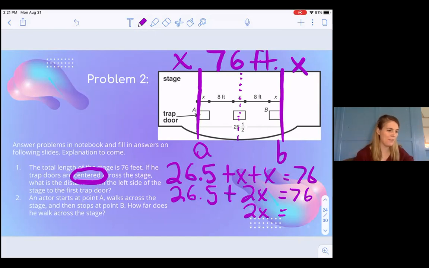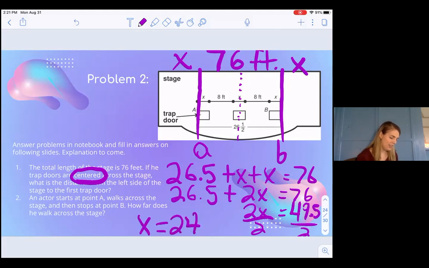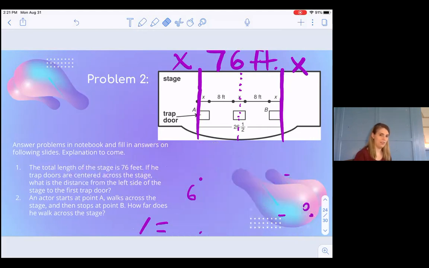I'm going to get 49.5. So I'm going to go ahead and write in 49.5. And to finish, I'm going to divide both of these by 2. So after we divide by 2, we get that X equals 24.75, or 24 3/4 feet. Looking at the second problem. Go ahead and erase all this.